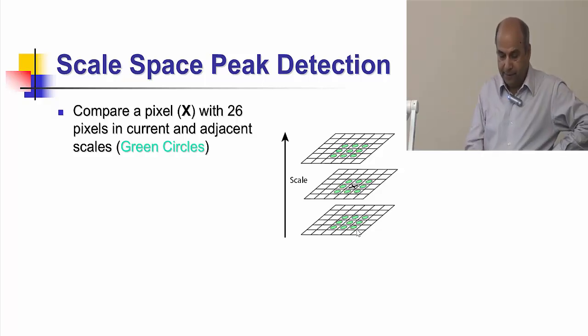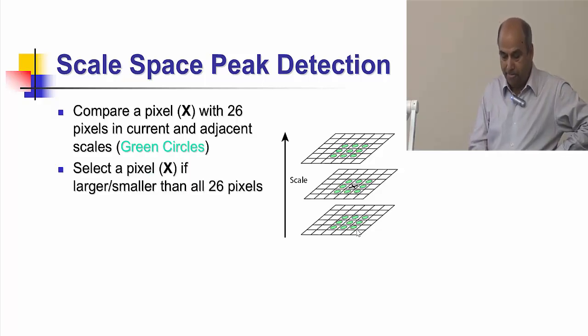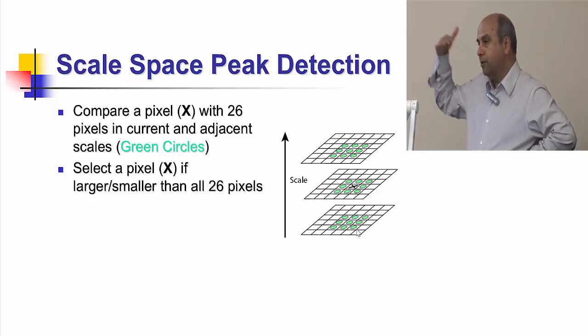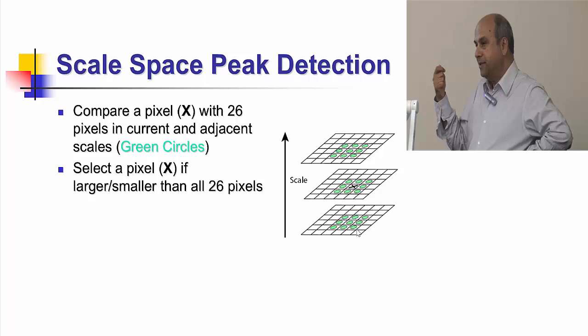So if this particular pixel is larger or smaller than all those 26, then that is the SIFT point, the interest point. That is the criterion, which is very simple.